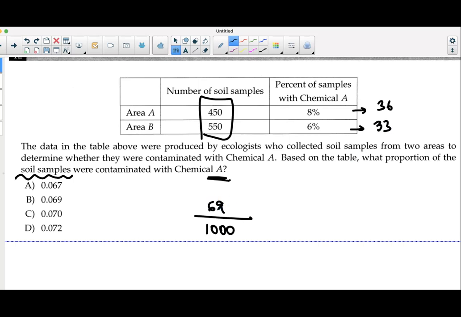So 69 samples out of 1,000, hence 0.069, which is choice B, becomes the answer. That's how we can do it.